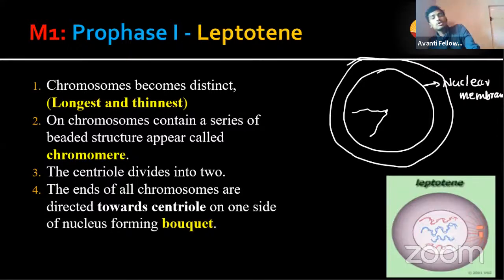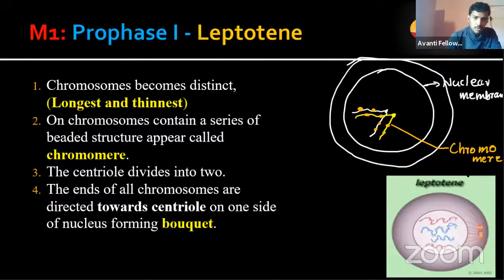Okay, and on the chromosome a series of beaded structures appear, called chromomeres. I will draw two chromosomes like this. If you observe clearly, you can see a beaded kind of structure in between. This beaded structure we call the chromomere. So you may ask, what's the chromomere? We are not 100% sure, but some people say that these represent the functional gene regions, the regions where functional genes are present. But we are not 100% sure yet.